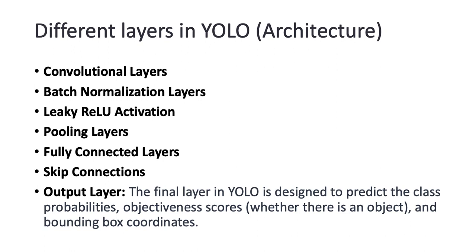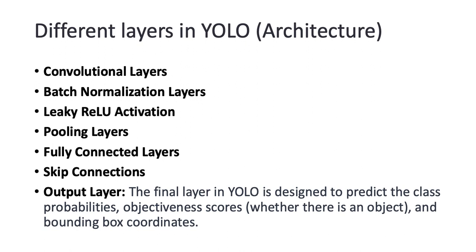Those three output layers detect the objects at various scales, for example, small scale, medium scale, and large scale. That's why there can be multiple output layers, each output layer detecting the objects of different scales. And these output layers will detect the class probabilities.